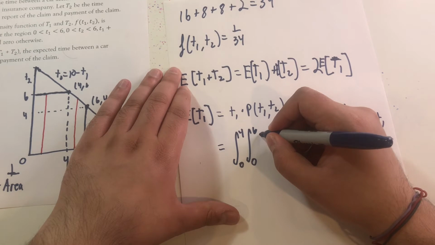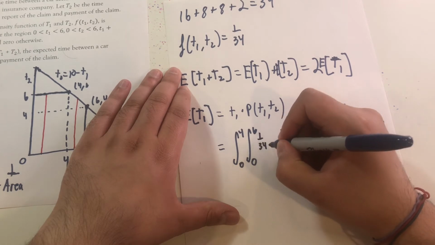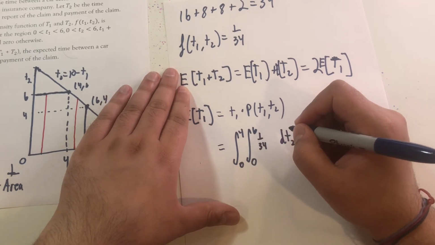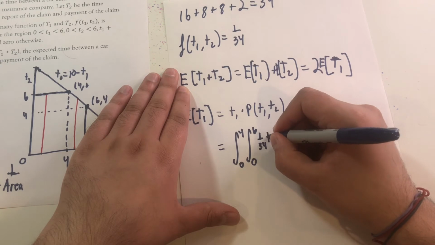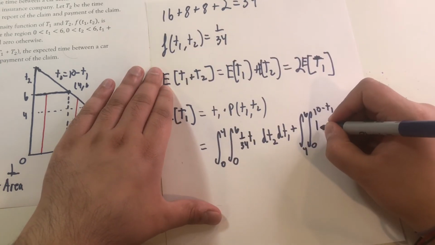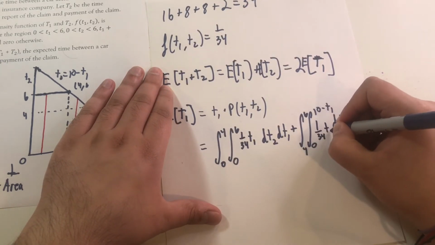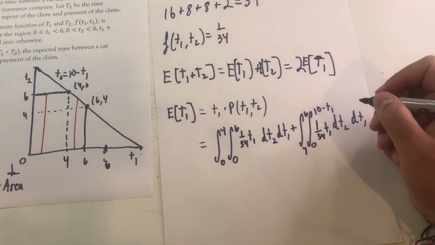And then I actually put in the thing I'm going to integrate, which is 1 over 34. What was it? T1, right? And 1 over 34 T1 as well here.